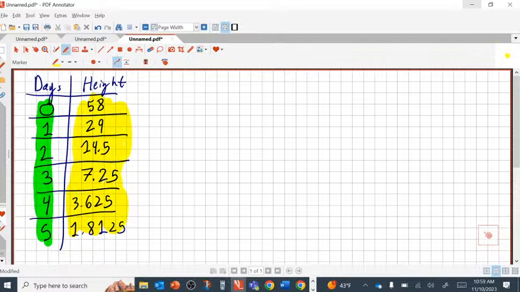The number that I can do, 0 times that number gives me 58, 1 times that number gives me 29, 2 times that number gives me 14.5. So with that in mind, let's see with your thumbs again. Thumbs up, this is a proportional relationship. Thumbs down, not so much.